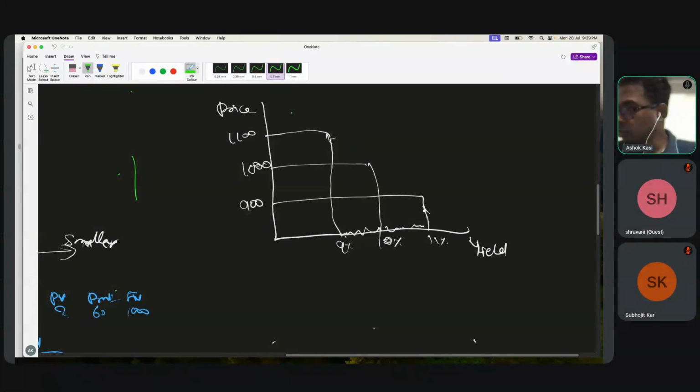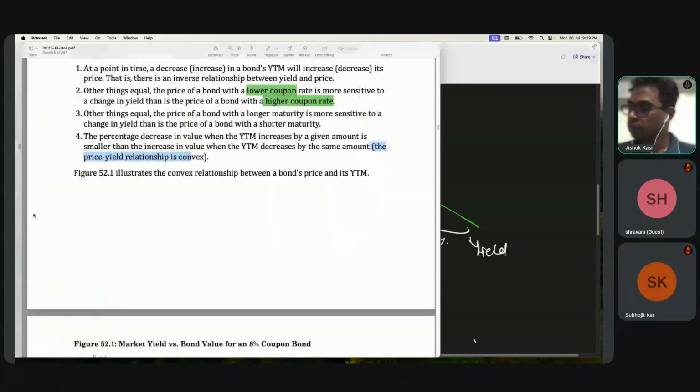It will go beyond 1100, so this is not proportional. It will go here, like what we studied in the fourth one, right? Let's say it is going to 1150. That means the relationship is convex. It is not linear proportional. It is convex. So the price yield relationship is convex.